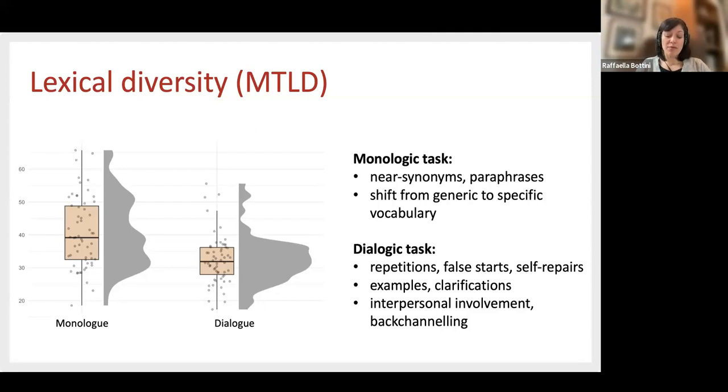They might provide examples and clarifications to their interlocutors, and again, this might prompt repetitions. And repetitions might also play a role in showing interpersonal involvement and in back channeling. For example, when learners repeat their interlocutors' vocabulary to demonstrate these social skills.